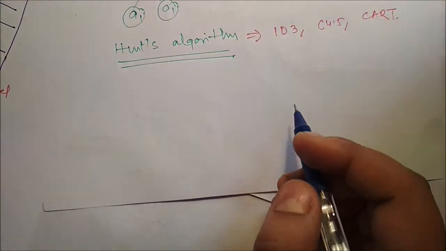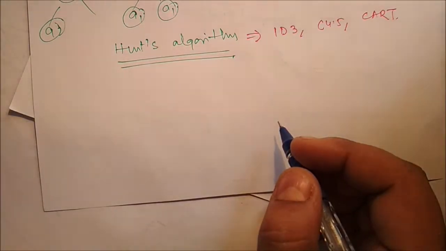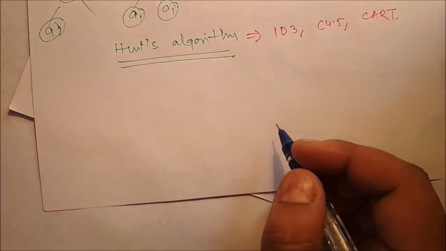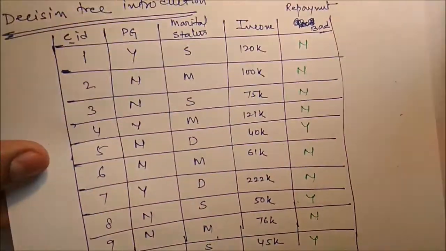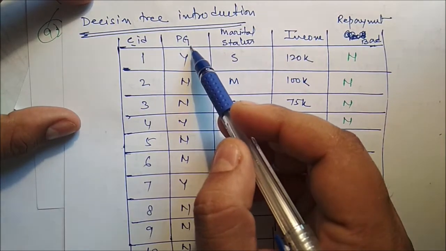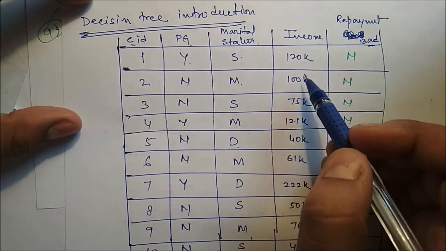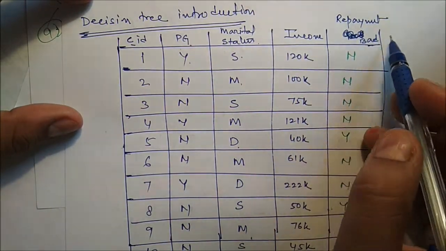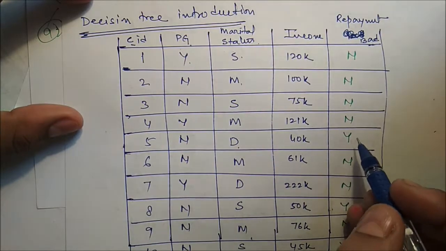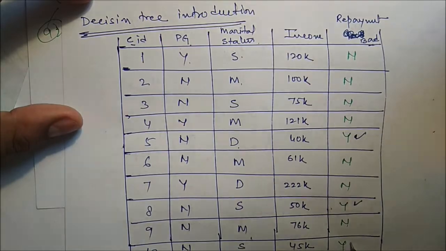We can create this decision tree using Hunt's algorithm. We want to create a model to predict whether an applicant for a loan will repay the loan successfully or not. So we have old data where customer ID, postgraduate degree yes or no, marital status single, married and divorced, income 120k, and repayment bad, no, repayment bad, yes. So bad repayment is what we want to predict.